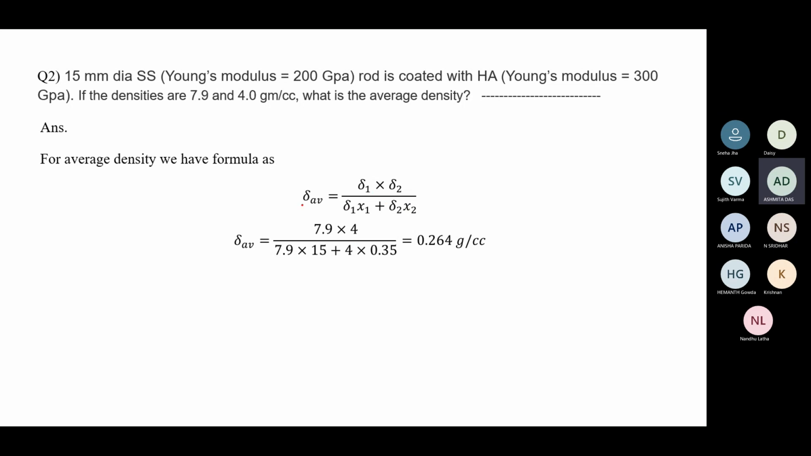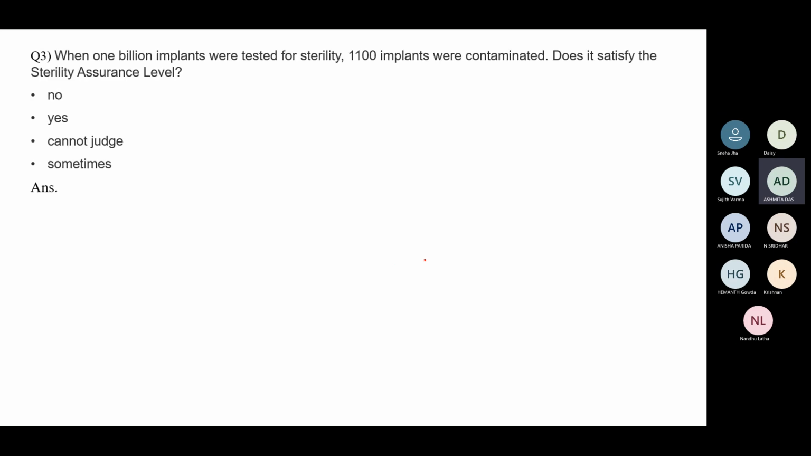So x1 is coming as 15, as the thickness of the 7.9 density material is 15, and for the 4 it comes as 0.35 from the calculation. So after solving this equation we got 0.264 gram per cc. Now moving to the next question.